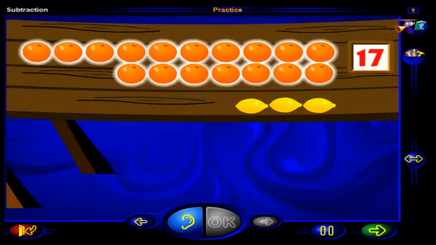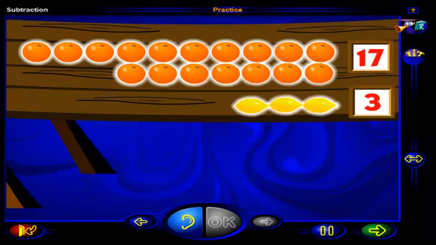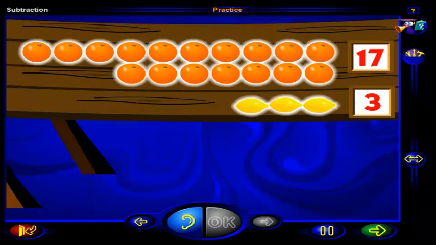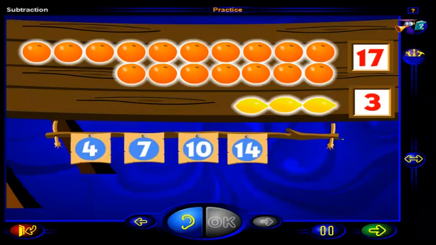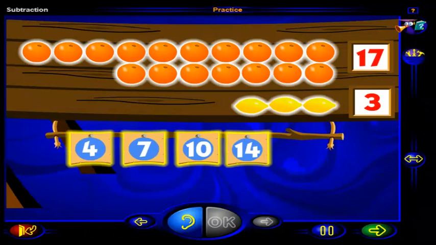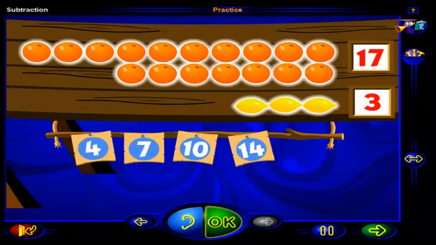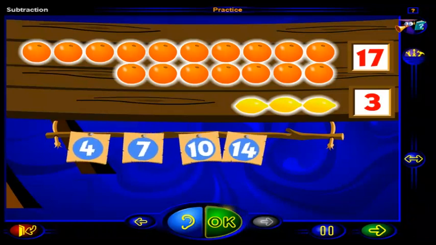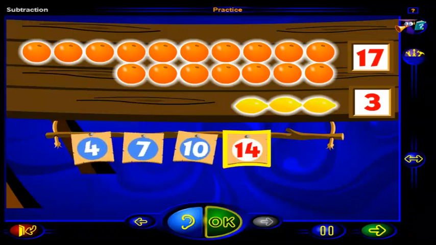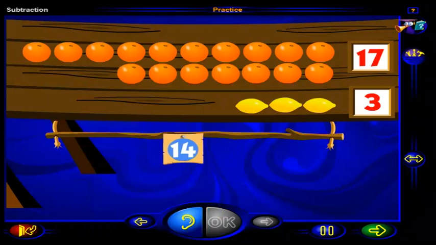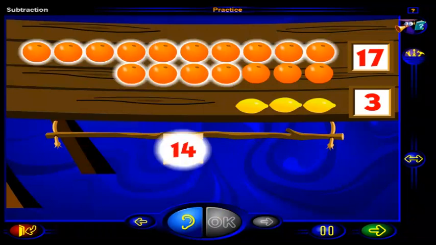There are 17 oranges here. There are 3 lemons here. How many more oranges than lemons are there? Click on a number, and when you're done, click OK. That's right. There are 14 more oranges than lemons.